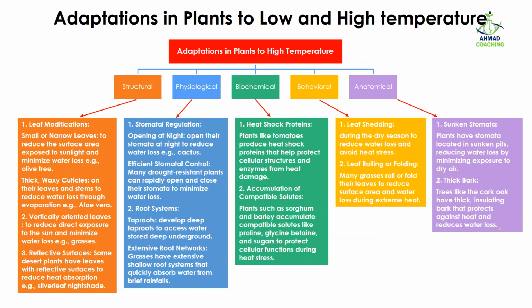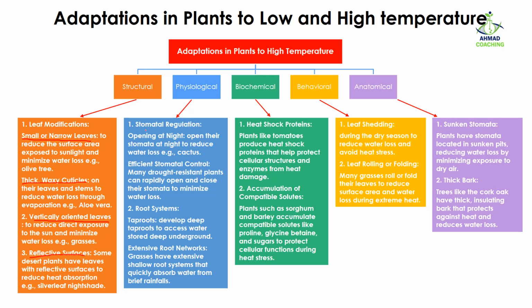So in summary, the plants have different adaptations to cope with the high temperature. They have modified their leaves into small and narrow leaves, as well as thick waxy cuticles so that they prevent the water loss. They have vertically oriented leaves, as well as reflective surfaces so that they can reflect back the maximum amount of light hitting their surfaces.